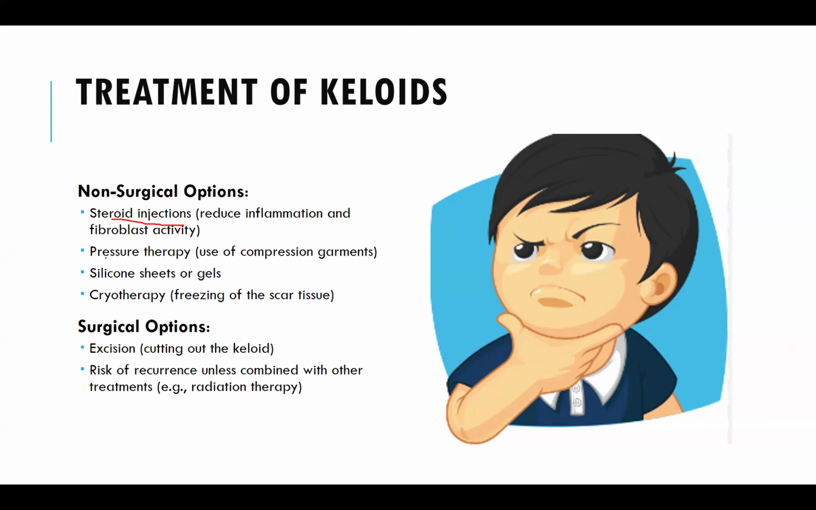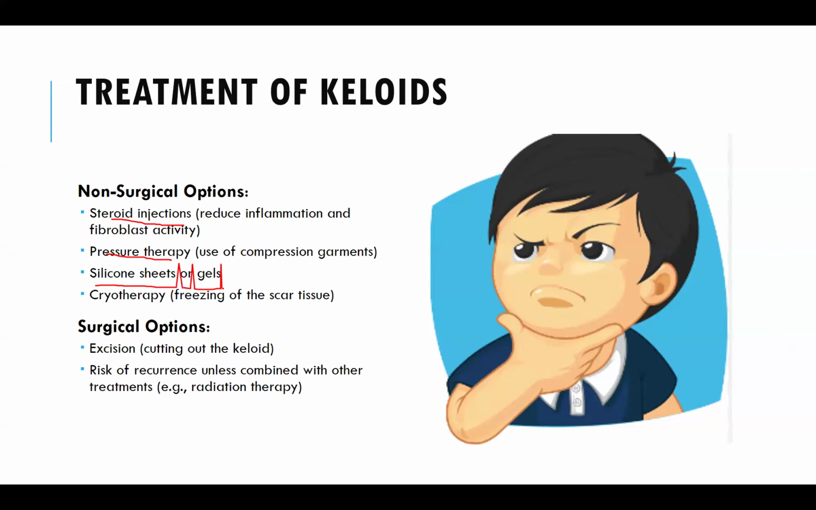Then we can also apply pressure therapy. This has been thought to work, especially if you put a compression on the wound after, maybe if someone has risk of getting keloid, you operate, and then after that you apply pressure on that wound, you prevent formation of keloids. Then we have application of silicone sheets or gel. In this case, silicone has been thought to act through provision of an extra skin barrier.